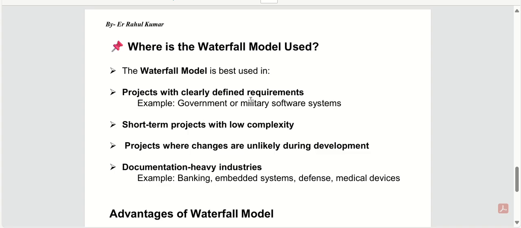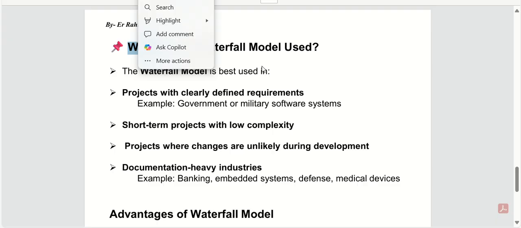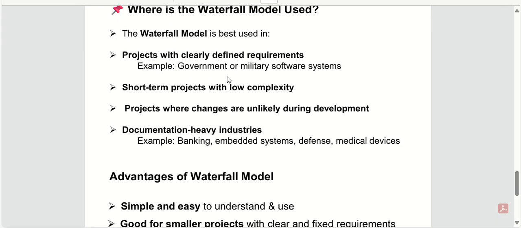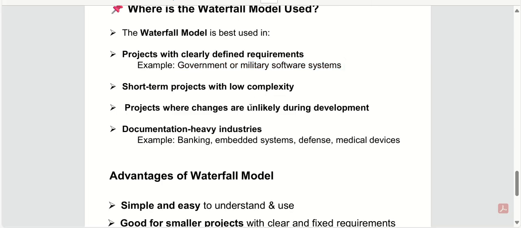waterfall models and where we can use them. Now I am going to talk about where we can use waterfall models. We can use it for projects with clearly defined requirements. For example, government or military software systems. Here also we can use it.